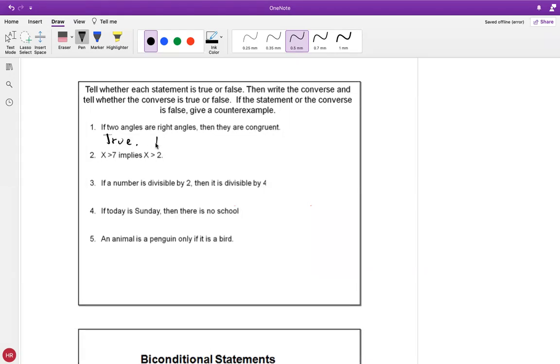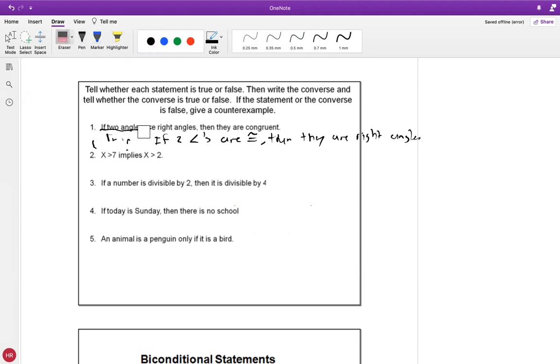Its converse is: if two angles are congruent, then they are right angles. This would be the converse. I switched them. Congruent was first the hypothesis, now it's the conclusion. The two angles being right angles was the hypothesis, now it's the conclusion. This is the answer to the first part. This first statement is true.